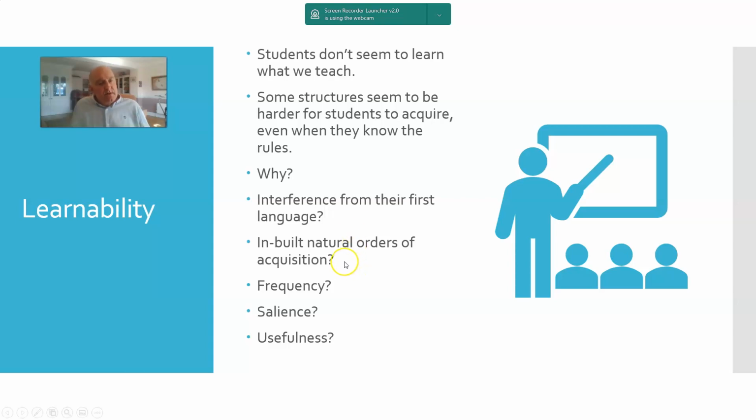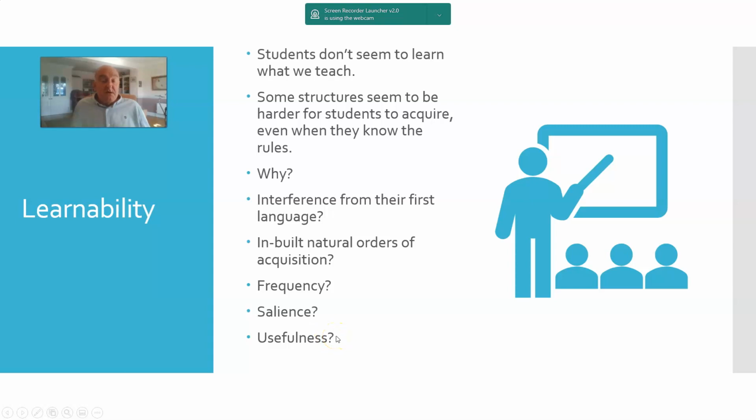I mentioned also the inbuilt natural orders of acquisition. It could be that if our teaching is going against that individual student's natural order, then they may not acquire the grammatical form. Frequency is important. If it's a very high frequency grammatical form, that might help. Is the grammatical form salient, i.e., is it noticeable? Is it recognizable? Does it seem important? That might be the sort of grammar that's acquired more easily than other sorts of grammar. And is it useful? Is that particular grammatical rule useful?